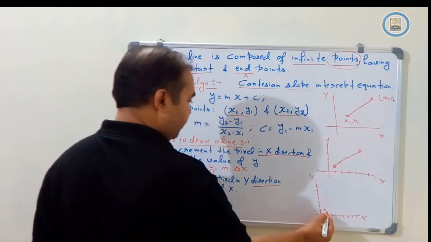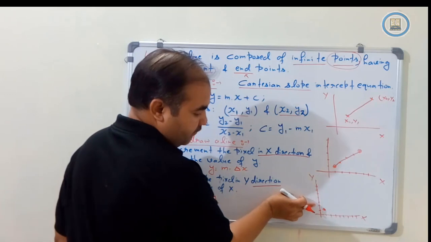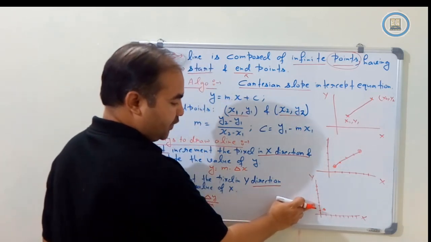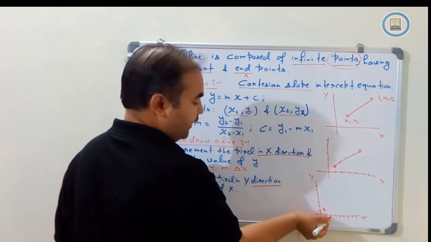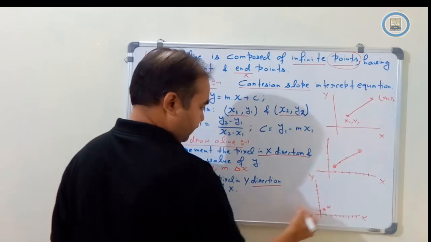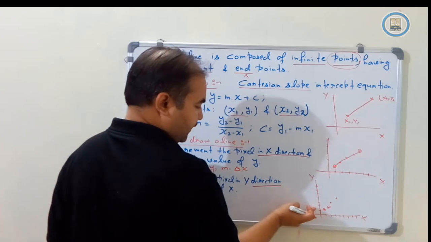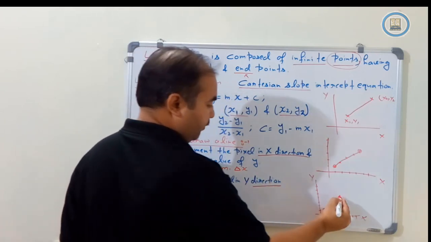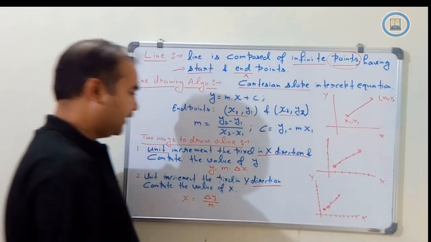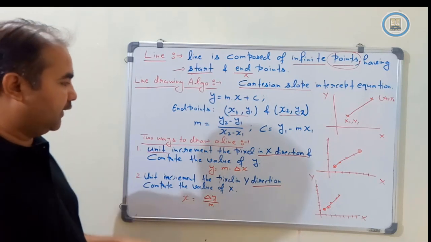That is the starting point. And the next value we will calculate: we increment the value of y in the y direction with unit increment, and then calculate the value of x from this equation. The same thing as in the previous manner: in the y direction we increment one by one, pixel by pixel, and then connect the line. We will get the line. These are the two methods. We can follow any one of the methods to get the line.